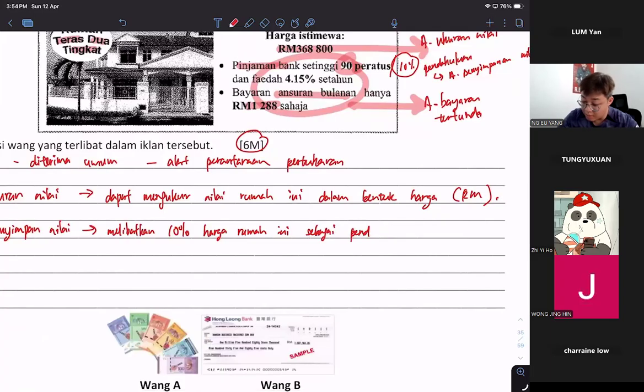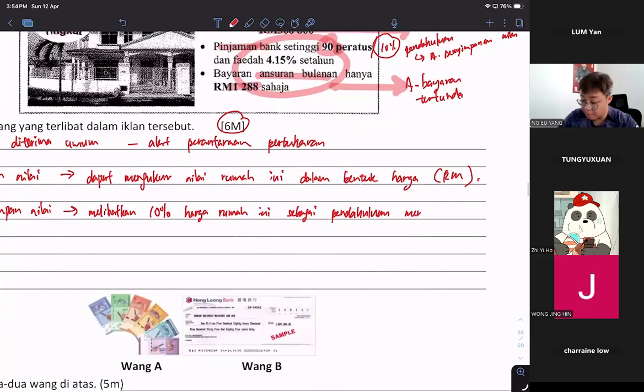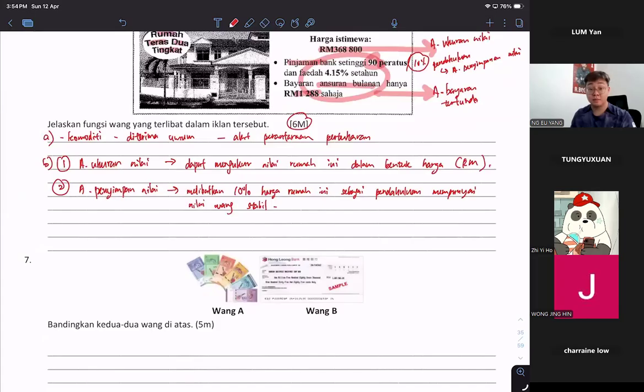So pendahuluan mempunyai nilai wang yang stabil. That's why when the value is stable, only then are we able to save. So when the 10% value of the pendahuluan is stable, this is alat penyimpanan nilai.